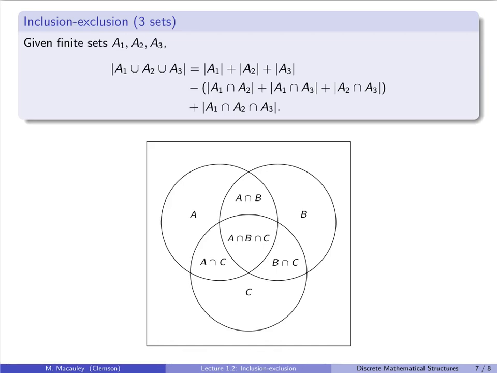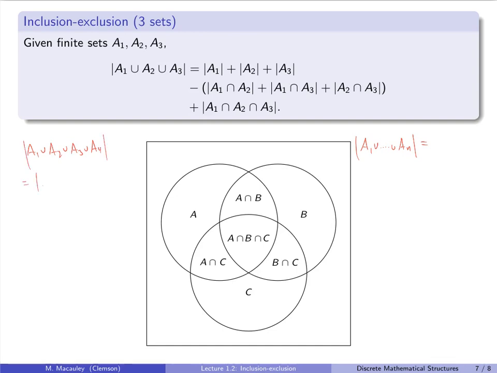It's surprisingly hard to write as a formula. Let's think about how you would try to write this. Suppose you have n sets, then A1 union through AN, you can start off pretty easily. Actually, before I do that, let me do the case of 4 sets. So I'll just do that here: A1 union A2 union A3 union A4.